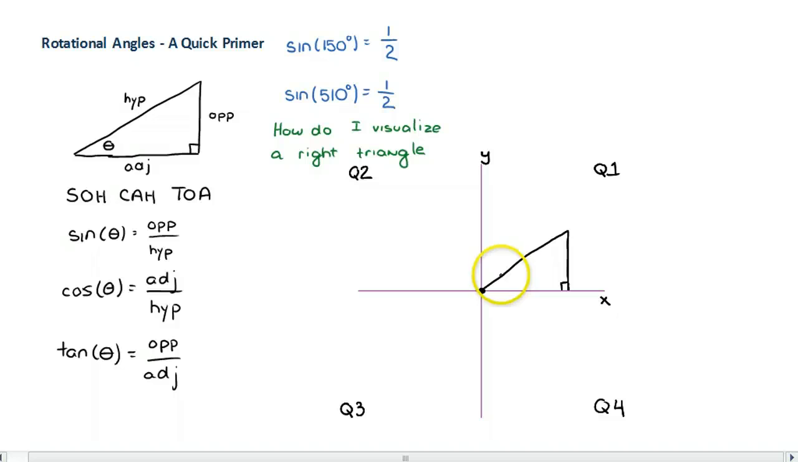And I imagine that I create the angle theta by starting at the positive x-axis and rotating in this direction all the way until I've created that angle theta. And then I go from this xy point here and trace a line straight down, a perpendicular line with the x-axis, to get my right triangle.